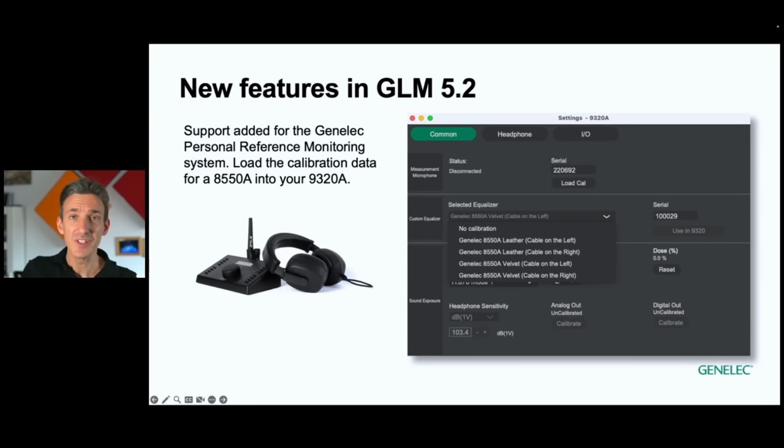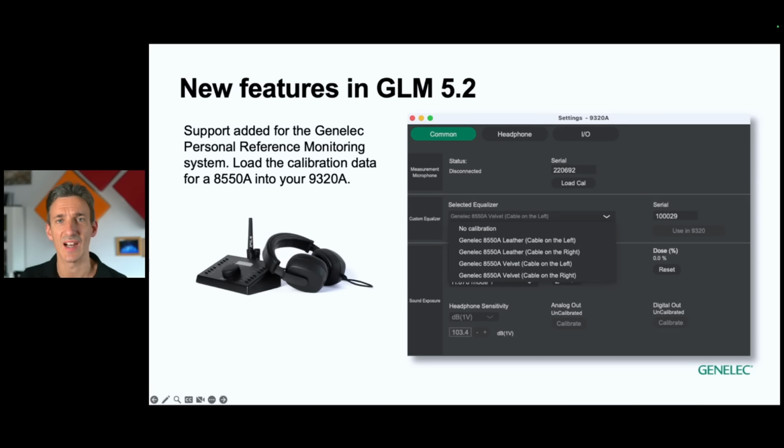So the first new feature for GLM 5.2 was the complete integration of our PRM sets. PRM is a bundle out of 9320A. This is the reference controller that can be used as, of course, a remote control for GLM, but also as an interface. You can, for example, output digital AES/EBU audio and input stuff from your computer via USB-C. And this is combined with our 8550 headphones.